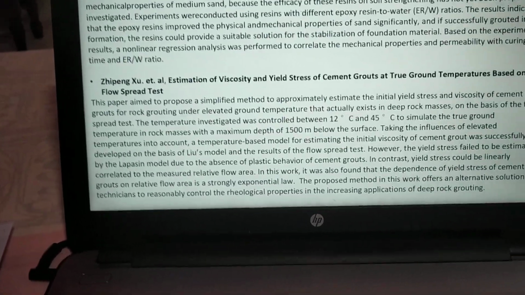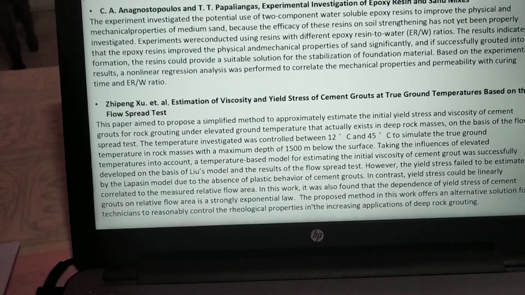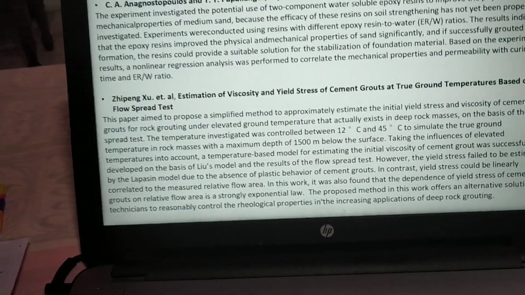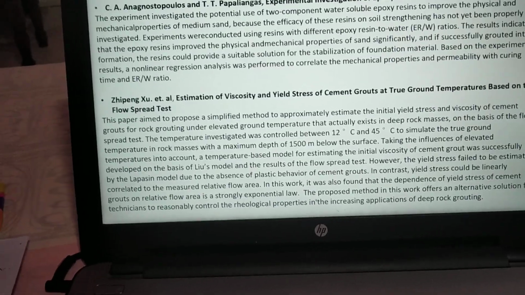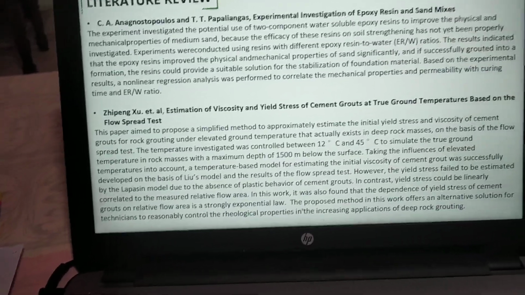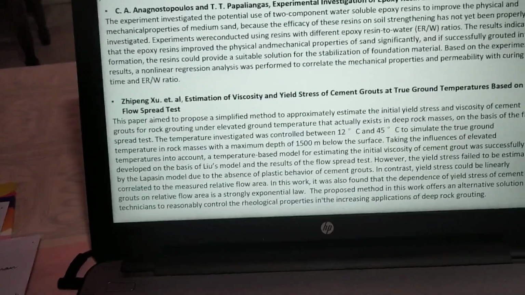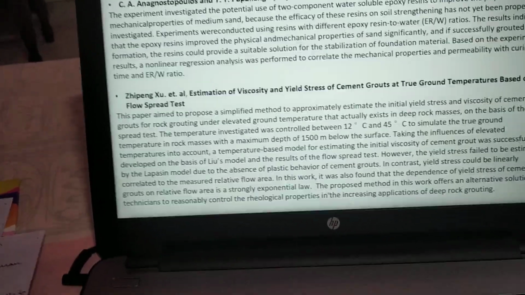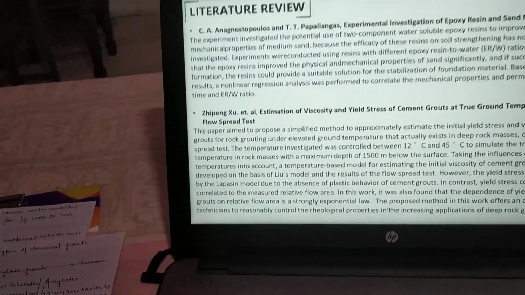This paper by Zipang Zhu aimed to propose a simplified method to approximately estimate the initial yield stress and the viscosity of the cement grout for rock structures. The temperature used was between 12 and 45 degrees Celsius, in order to simulate the true ground temperatures in general for rock masses for a maximum depth of about 1500 meters below the surface.